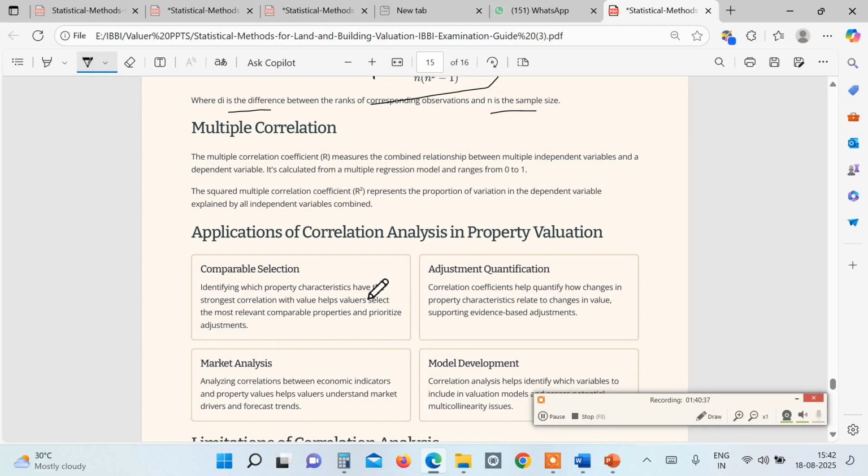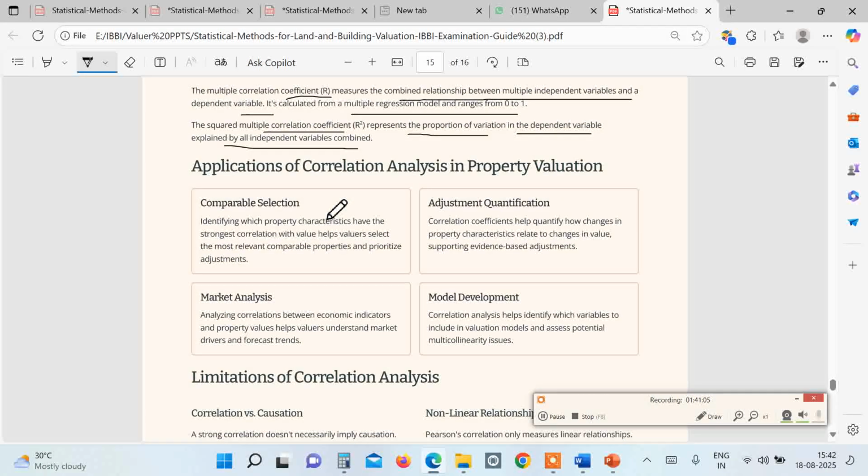Next is multiple correlation. The multiple correlation coefficient R means the combined relationship between multiple independent variables and a dependent variable. It is calculated from a multiple regression model and ranges from 0 to 1. R square represents the proportion of variation in the dependent variable explained by the independent variables combined.